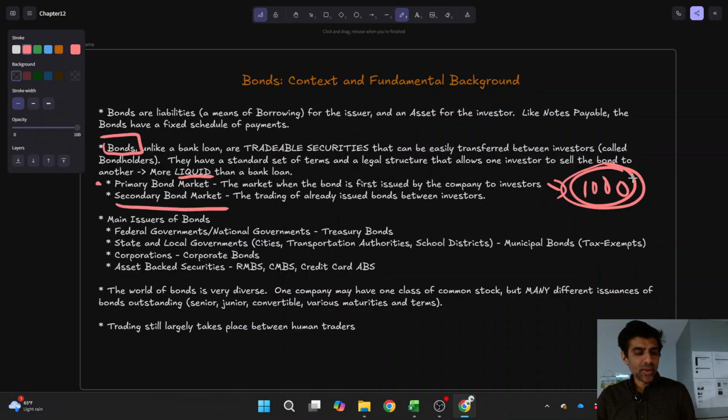The secondary bond market is where those investors that have bought the bond can now trade with each other. Maybe there's another investor that was not part of the primary bond offering that now wants to invest. They can try to buy the bond from an existing investor. In the secondary bond market, the company is no longer involved. They already issued the bond and got their money. This is all between third parties, not involving the company at all. Does everyone understand the difference?